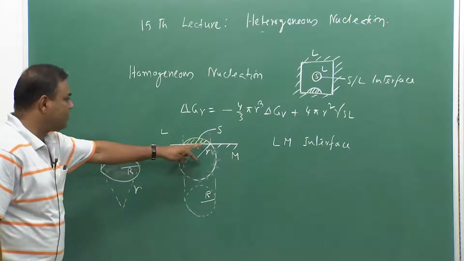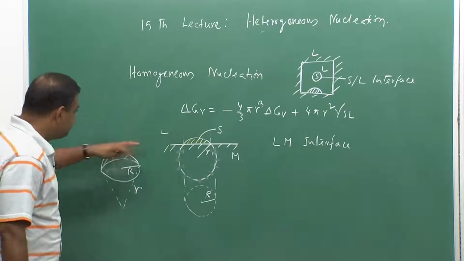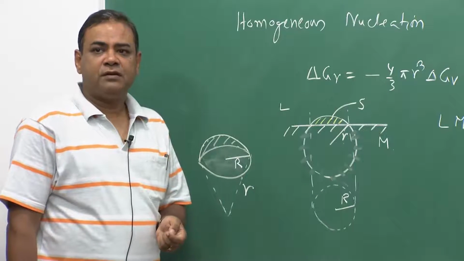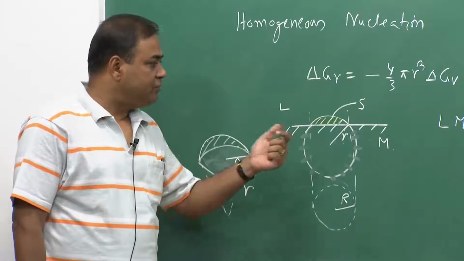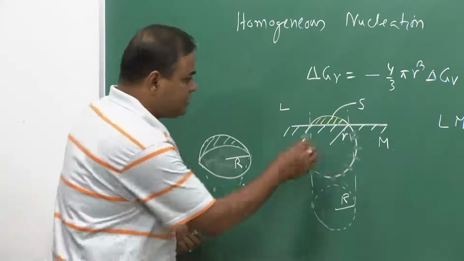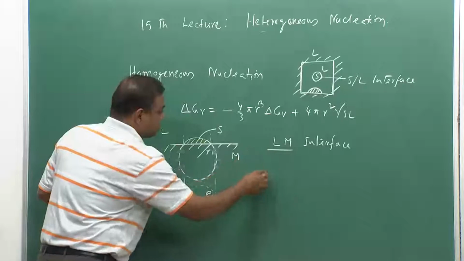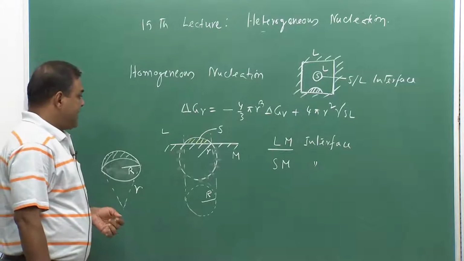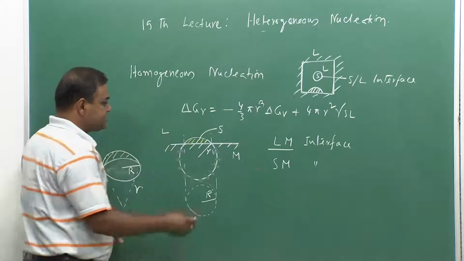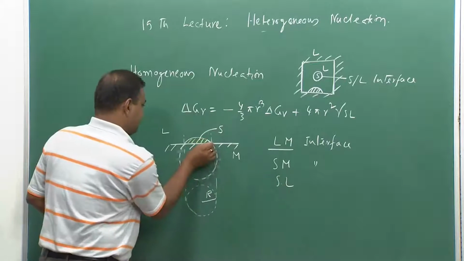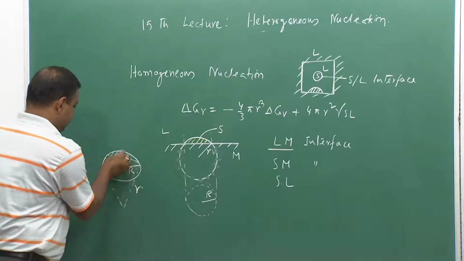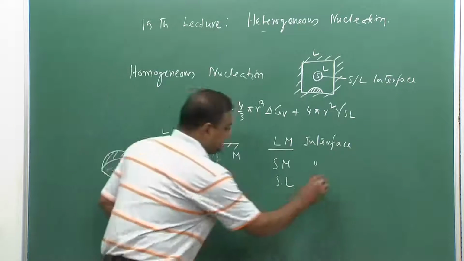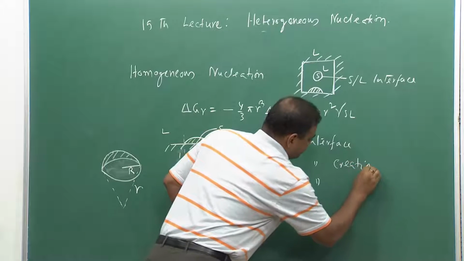Now, after the solid forms, this particular zone, which was a liquid mold interface, is replaced with a solid mold interface. And of course, we are creating another interface, which is the solid liquid interface, which is this particular spherical cup. So, this solid liquid interface is created. This is creation.